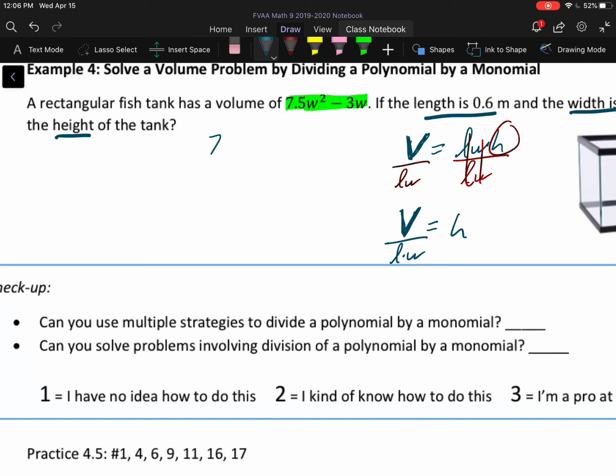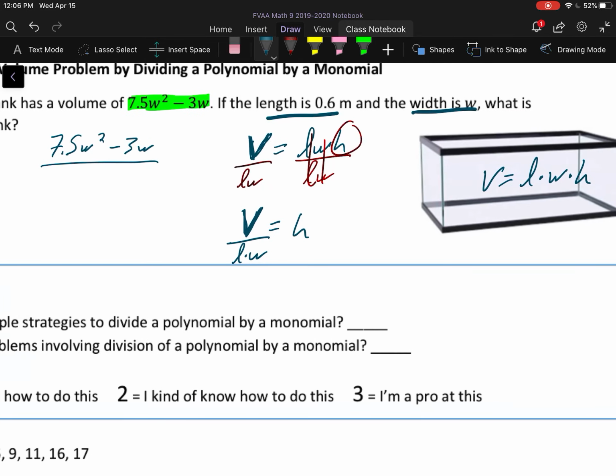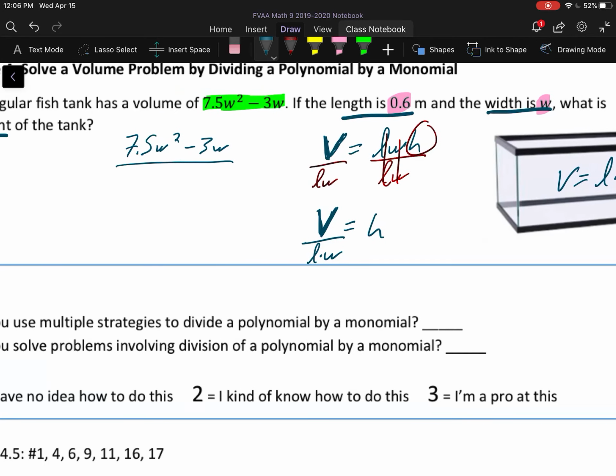I know that the volume is 7.5 w squared minus 3w. And length times width, my length is 0.6, my width is w. So length times width would just be 0.6 w. Okay? And I know that then this is equal to height. So if I can divide my volume by my length times width, I will get my height. And so, I've set up a question hopefully similar or familiar to the ones we've been solving this set of notes. 7.5 w squared divided by 0.6 w.